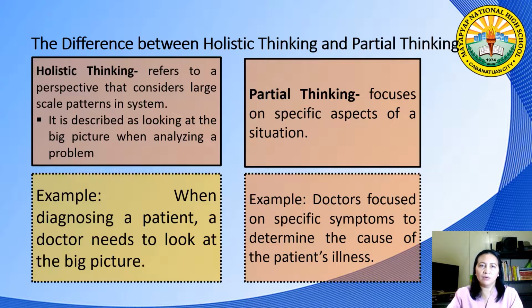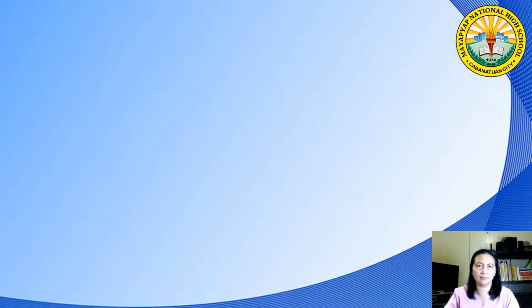So how are we going to differentiate holistic and partial thinking? In philosophy, we use holistic thinking. When we speak of holistic thinking, when we are faced with a problem or a situation, we do not look into one factor alone, but we try to see what are the other factors leading into that situation. And that is what we call holistic thinking, in order for us to analyze the situation more and come up with a better solution for that problem or situation.